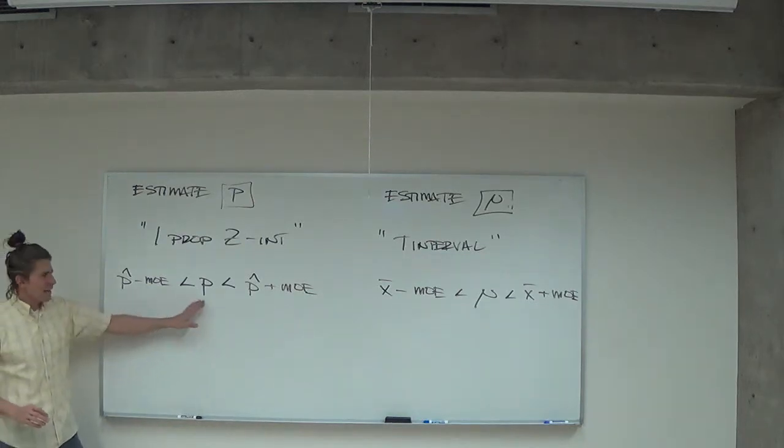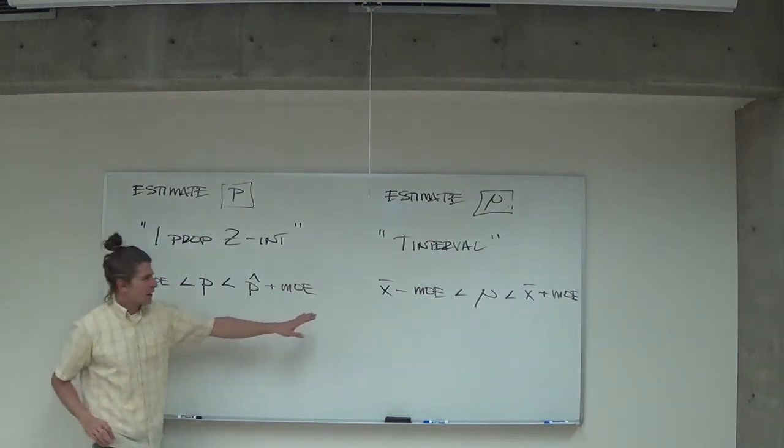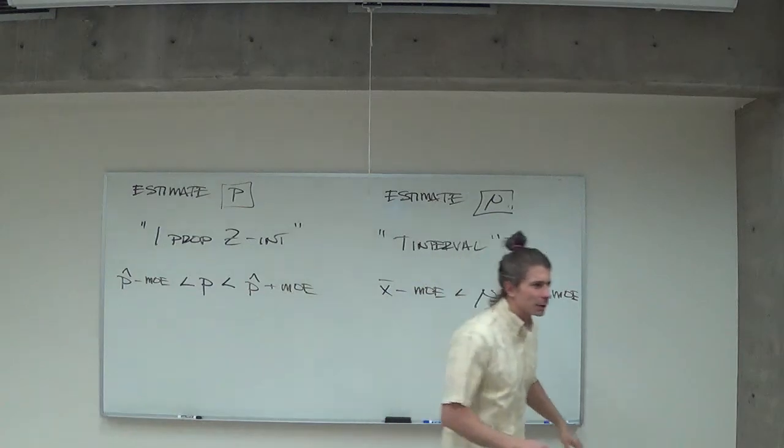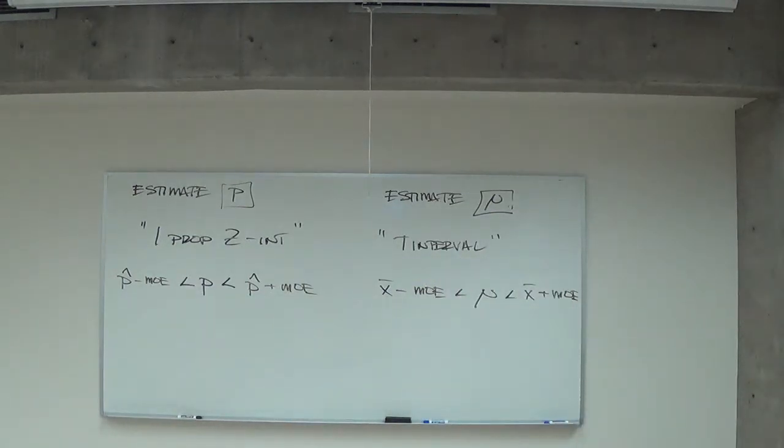Was I being careless? I've noticed I've got some p hats and I've got some p's. I've got some x bars and I've got some mu's. Am I being careless up there? No, I'm not being careless. Why am I not being careless? You're giving me full faith and confidence in the rule. What do you think, Kate? Your mu and your p are for your whole population. And your p hat and your x bar are for your sample.